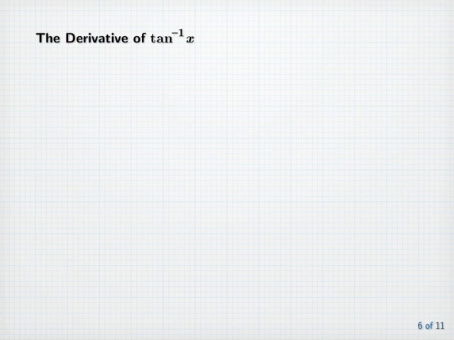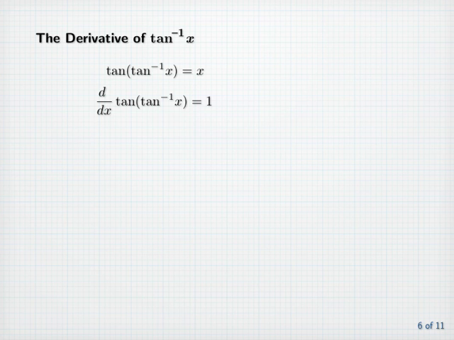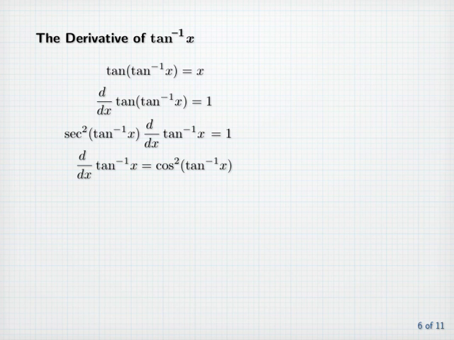The derivative of inverse tangent of x. We start with the equation tangent of inverse tangent of x equals x, and we differentiate each side with respect to x. This gives 1 on the right-hand side. On the left side, we use the chain rule, recalling that the derivative of tangent x is secant squared x. So we get secant squared of inverse tangent of x times the derivative of inverse tangent of x by the chain rule. Now secant squared is 1 over cosine squared, so let's multiply both sides by cosine squared of inverse tangent x. So that's the derivative of inverse tangent x.